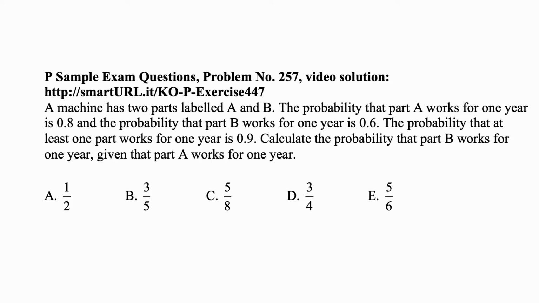Here's the problem for today for exam P on probability. A machine has two parts labeled A and B. The probability that part A works for 1 year is 0.8, and the probability that part B works for 1 year is 0.6. The probability that at least one part works for 1 year is 0.9. Calculate the probability that part B works for 1 year, given that part A works for 1 year.